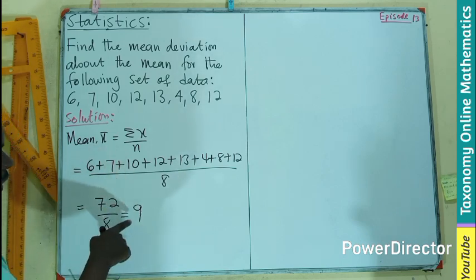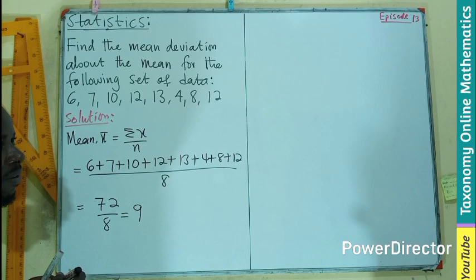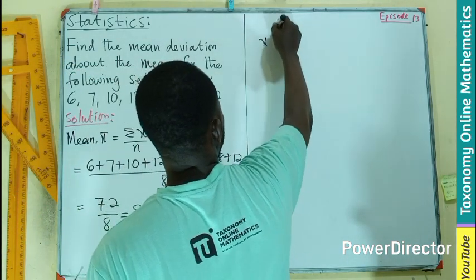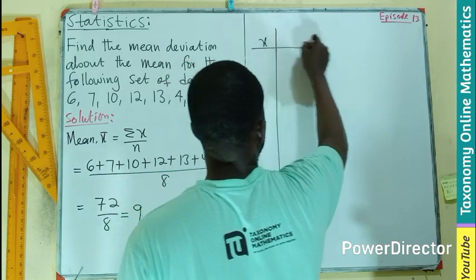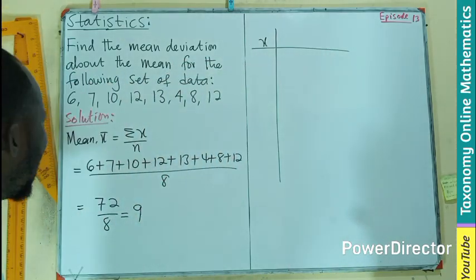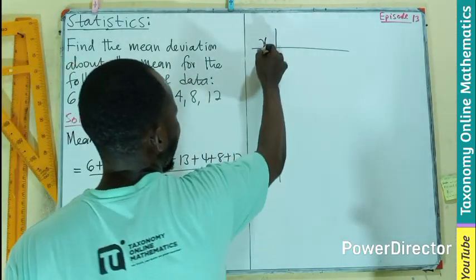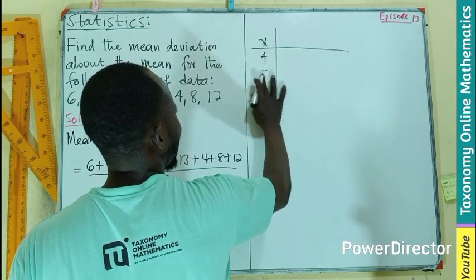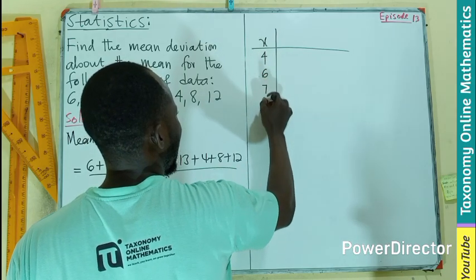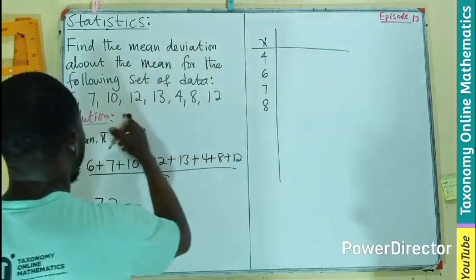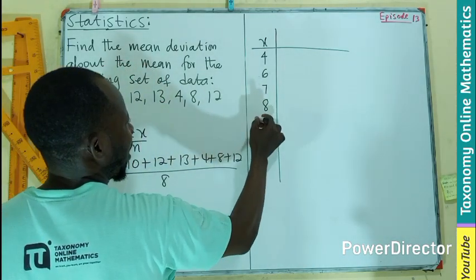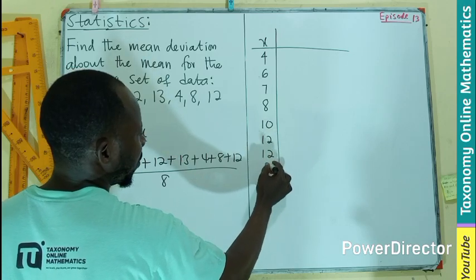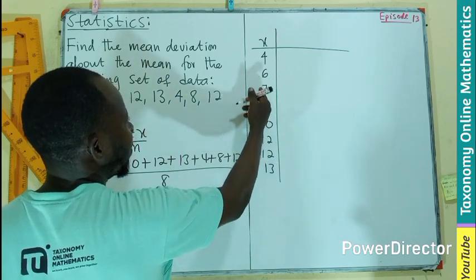Alright. Now that we know this, we need to find the absolute deviation from each of the values. So let me have my x value. Writing from the list, I should have 4, 6, 7, 8, 8, 10, 12, 12. That is 8 values.